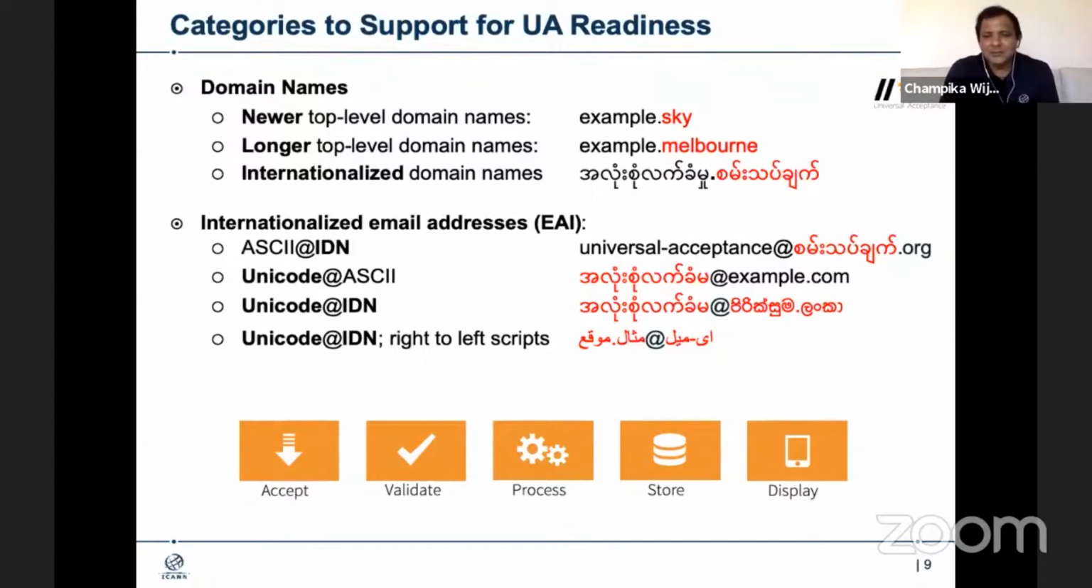Say, for example, if you today register for MMNOG using your own Myanmar script email ID, and the form rejects that, then we failed there, right? So we have to fix those. So that's the idea here.